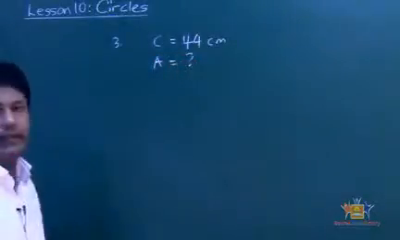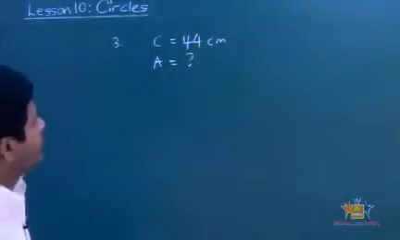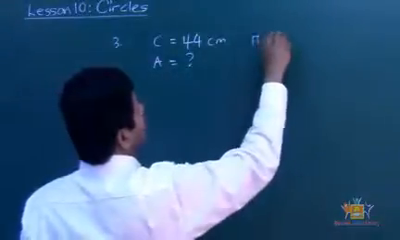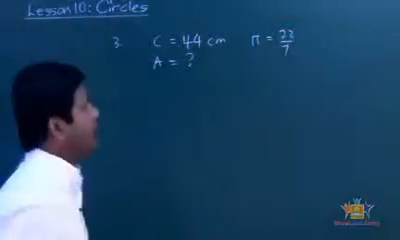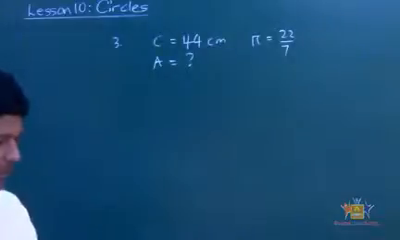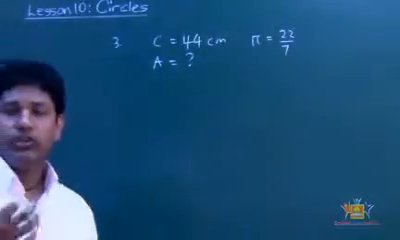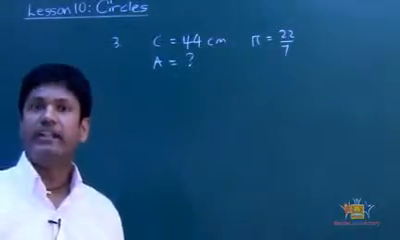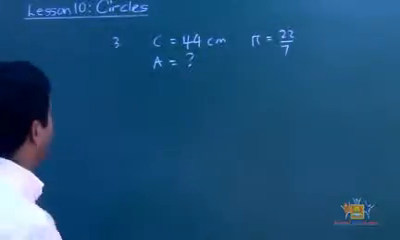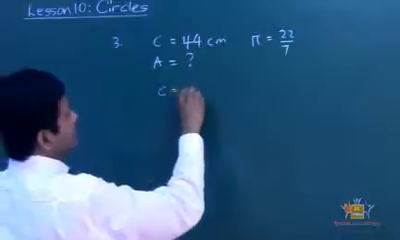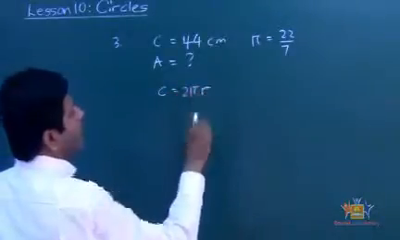We've also been told pi. We're going to use 22 over 7. These are the information we extract from the question that was given to us. So the first goal is what? To use the circumference information to find the radius. So let's write down the formula. C equals 2 pi r.